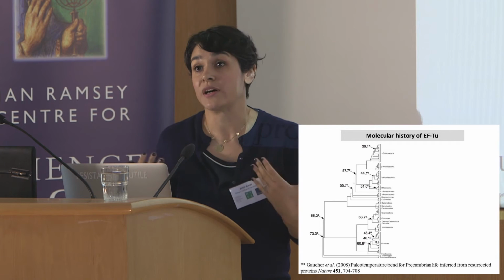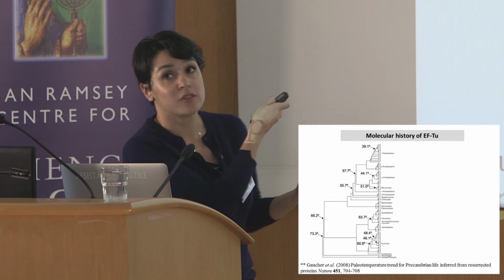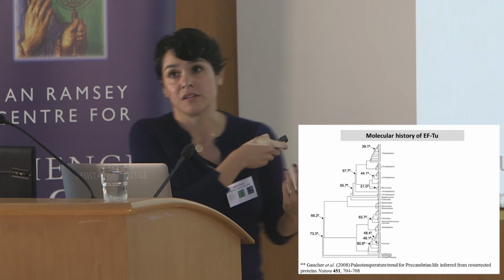Remember that our bacterium, E. coli, has a 37-degree temperature adaptation. So 39, already 2 degrees of increase in 500 million years. And then you go back in time and there is an increase in temperature.